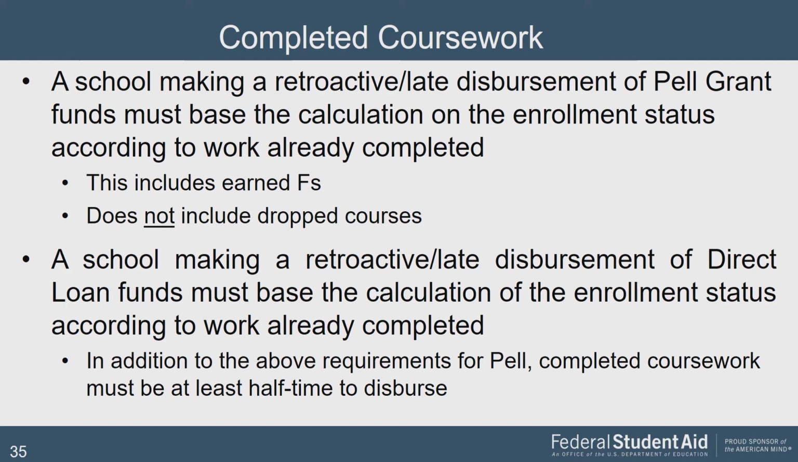You are allowed to make a retroactive, or it's still a late disbursement at this point, of Pell Grant funds based on the enrollment status for the work that has already been completed. Now just think, this can happen at the end of your payment period. This can happen in the next payment period. But you must go back and check that that student is eligible. The money that they are receiving at this point is based on the calculation of the enrollment status for the work already completed. And this includes earned Fs, and we're not looking at dropped courses here.